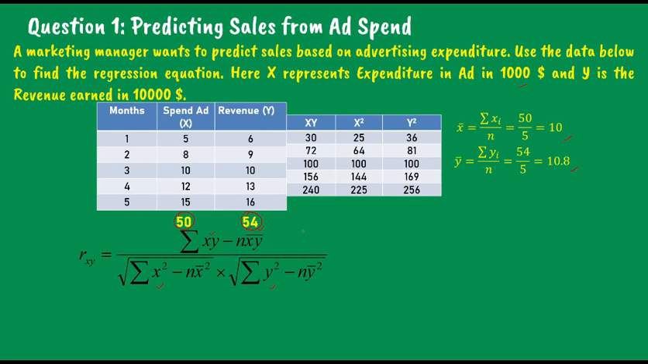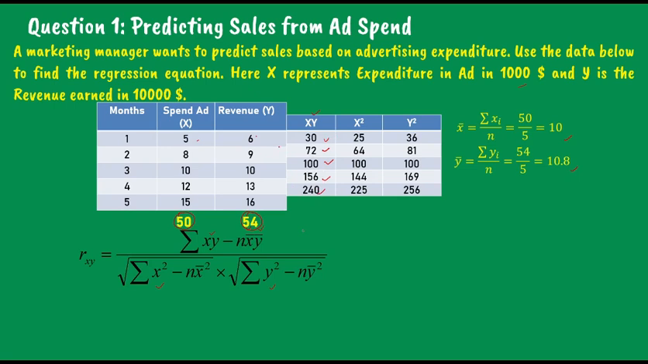And then we compute these columns because otherwise I cannot calculate correlation. So xy, the product of 5 into 6, 30. That means multiply x with y, corresponding elements. 8 into 9, 72. 10 into 10, 100. 12 into 13, 156. 15 into 16, 240. So this is how I calculate the value of xy.